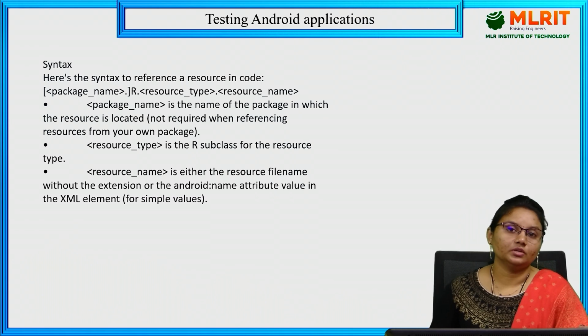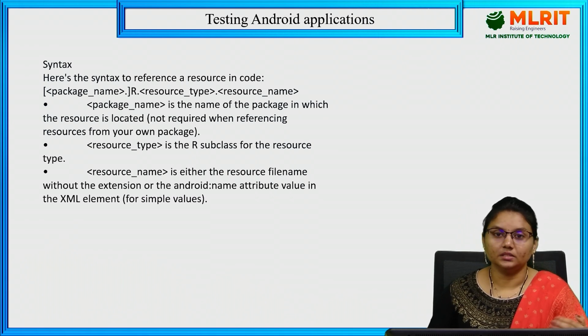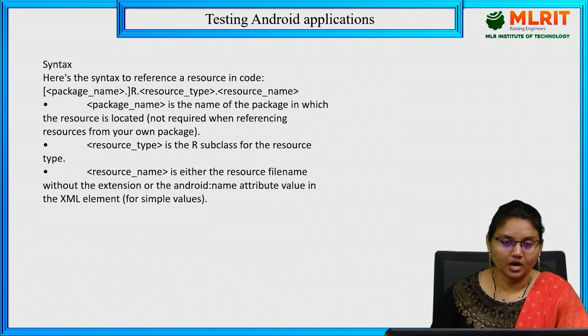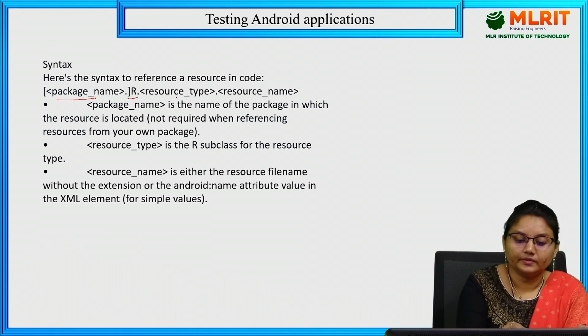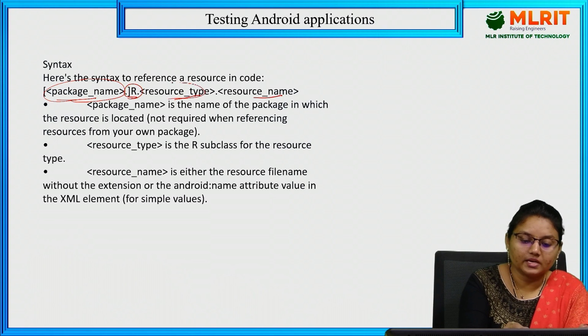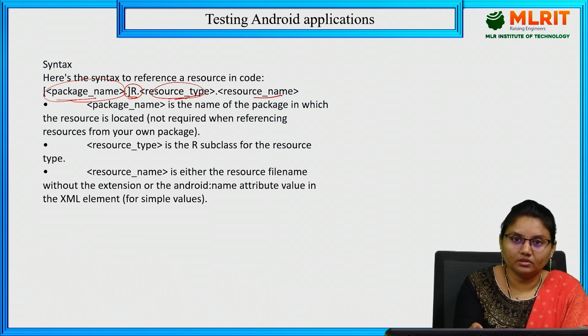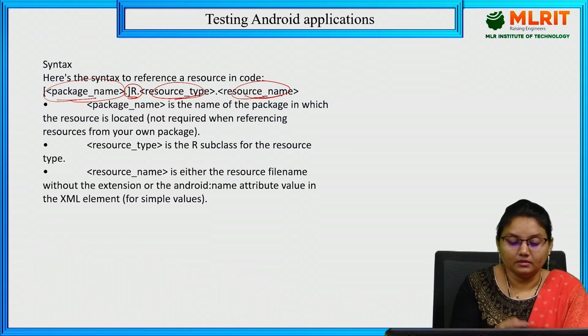In the same way, you can also use getResources. And these are the syntaxes for other resource types. In code, how we use it is: package name, R.resourceType.resourceName. Package name is the name of the package and R is resource. Resource type is a type of resource, either string or drawable like that. Then resource name is the name of that resource. All of that has to be reflected.